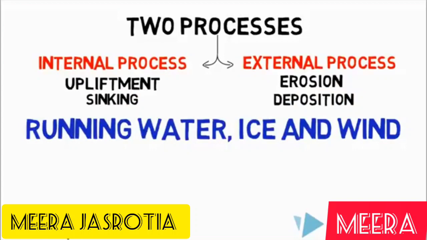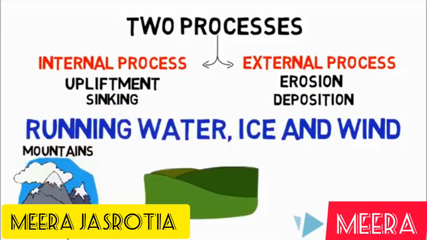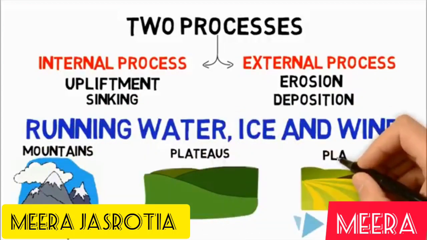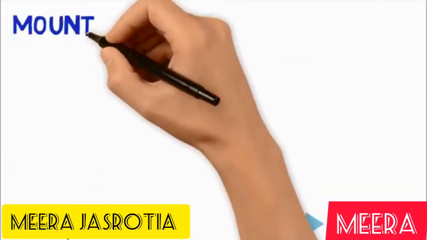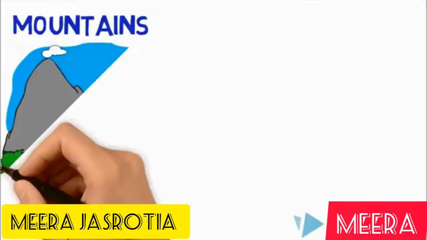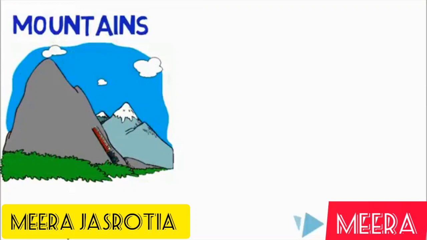Broadly, we can group different landforms depending on elevation and slope as mountains, plateaus, and plains. A mountain is any natural elevation of the Earth's surface. The mountains may have a small summit and a broad base. It is considerably higher than the surrounding area.